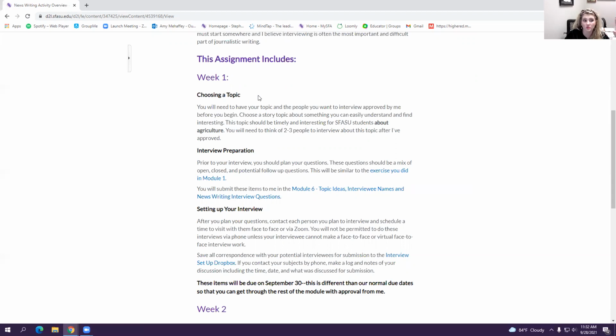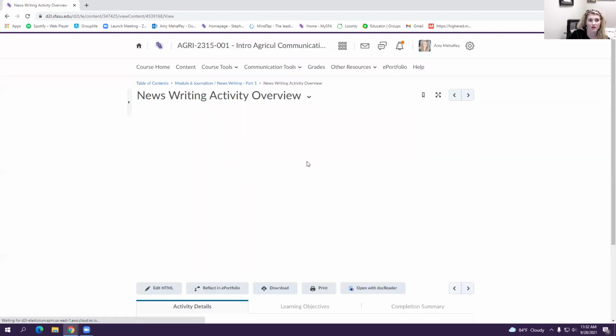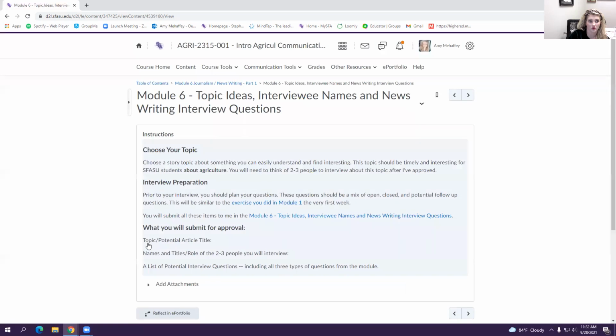So what you're going to do between today and Thursday is you're going to choose a topic. You're going to prepare for your interview. So you need to plan out your questions. That's in the module, how to do those questions. And then you need to send me those ideas. Tell me who you're going to interview, what you're going to ask them, and what your topic's going to be. The Dropbox is right here. It explains it all as well. It'll show you what you need to do.